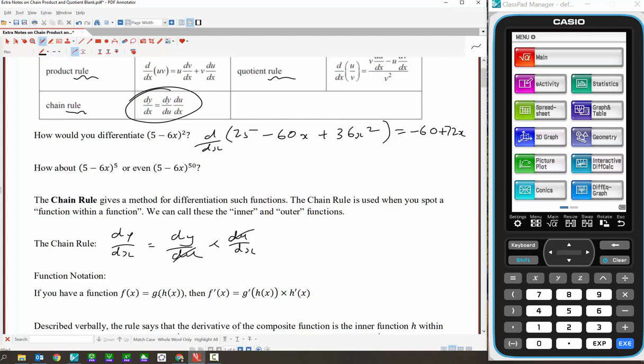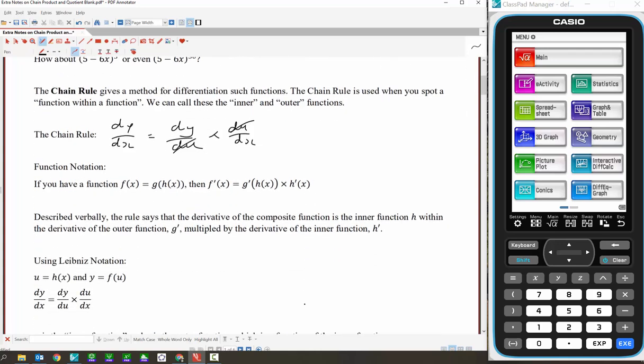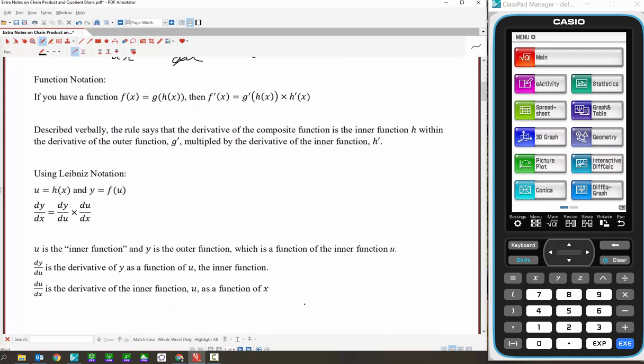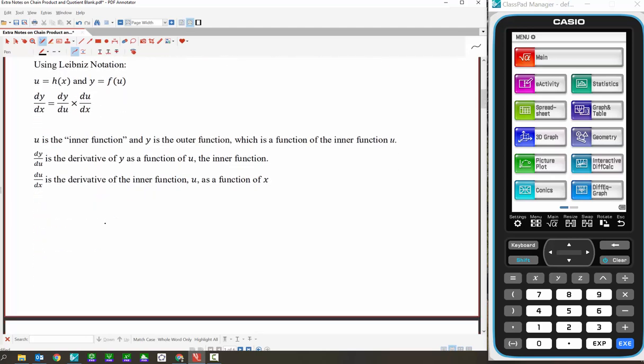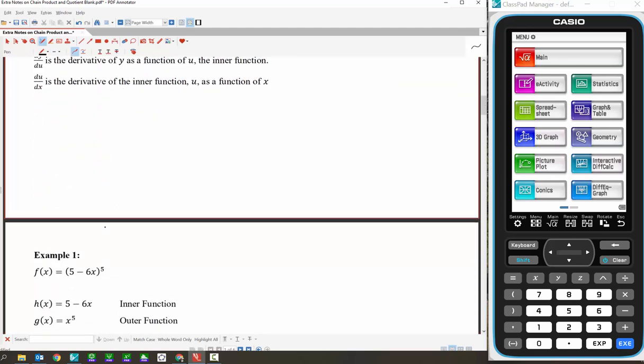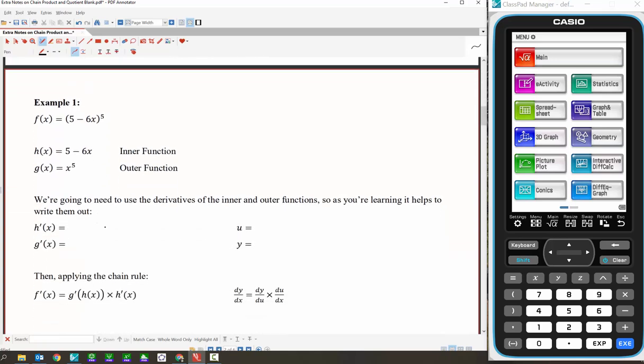So if you have a function f of x and it's composed, or it's made by doing g of h of x, then the derivative f dash x is g dash h of x times h dash x. Alright, so here it is again in Leibniz's notation, and I think the best thing that we can do at this stage is try it out.